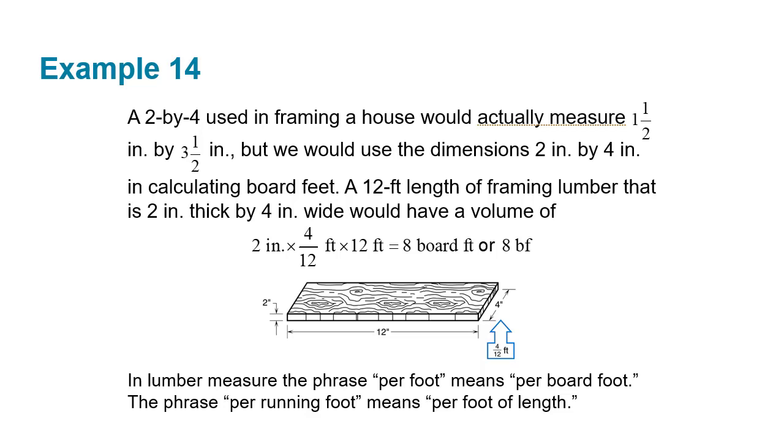So a 12-foot length of framing lumber that's 2 inches thick by 4 inches wide, i.e. a 12-foot length of 2x4, would have a volume of 2 inches times 4 over 12. That's our 4 inches over 12 to make it in feet, times 12 feet, and we get 8 over 12 times 12 equals 8. We get 8 board feet.